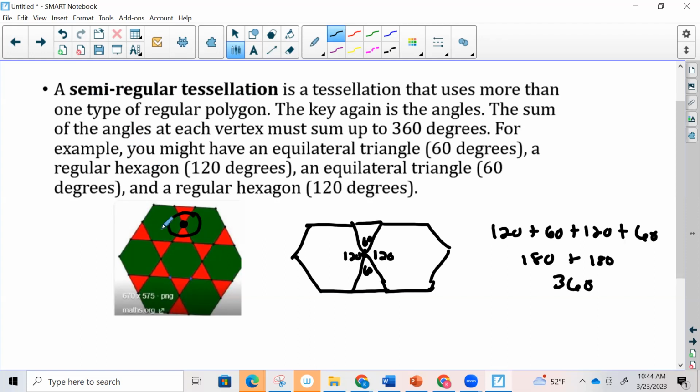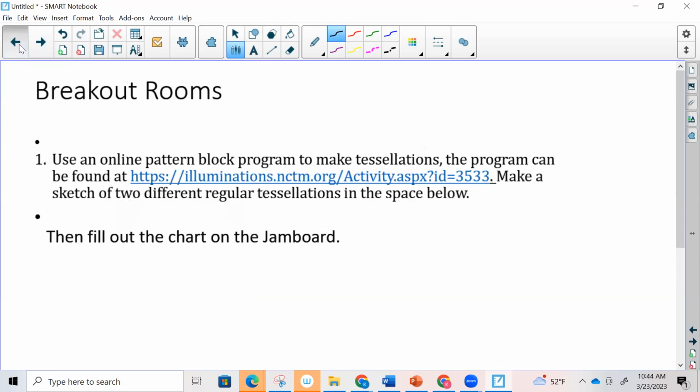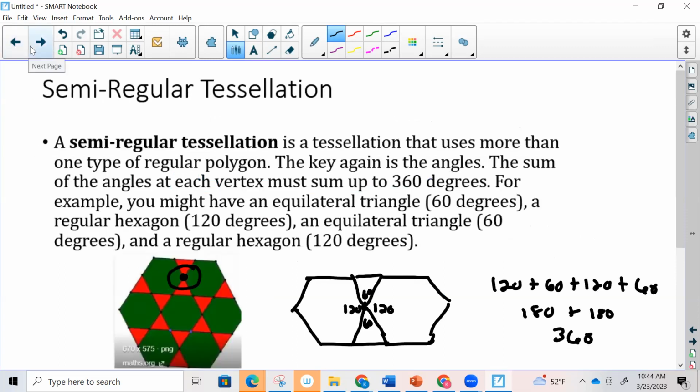So a semi-regular, again, is two regular polygons meeting at a point, and those two regular polygons can be repeated over and over again so that we have no overlaps and no gaps. So that's where we're going to stop in this video, and then I'll explain a little bit more about tessellations and how to figure out what tessellates in the next video.